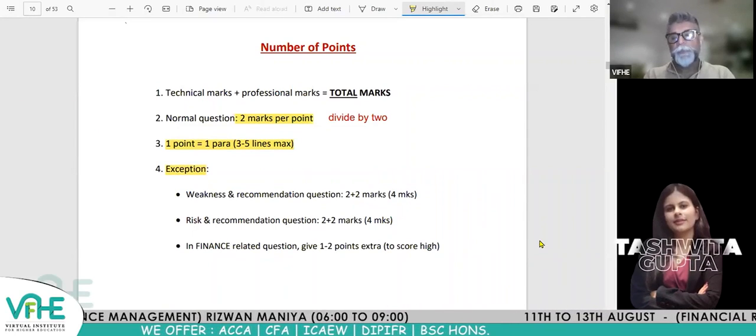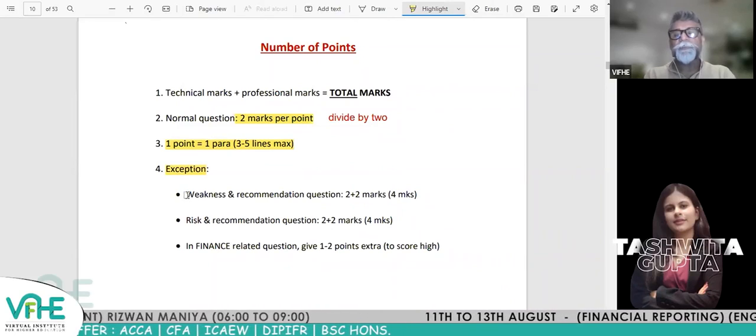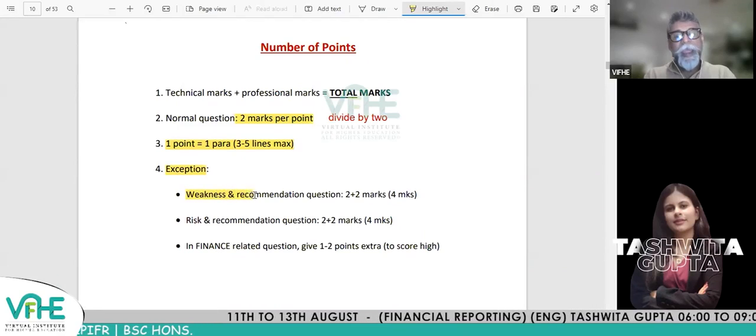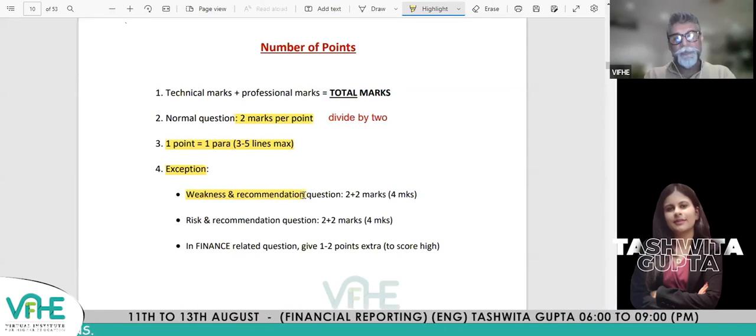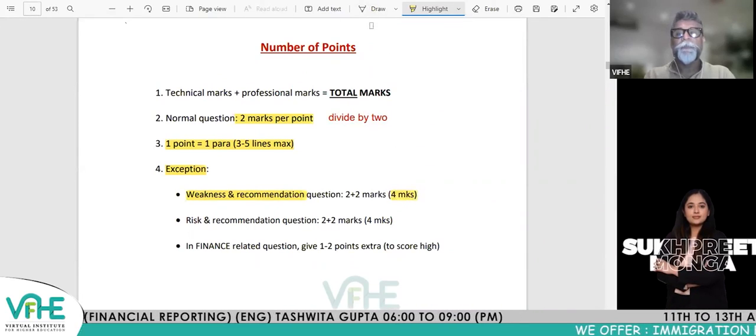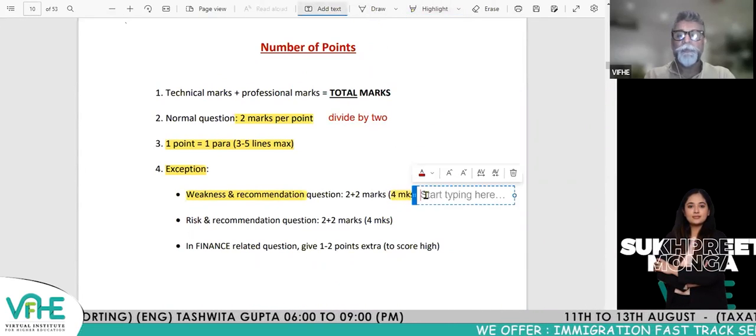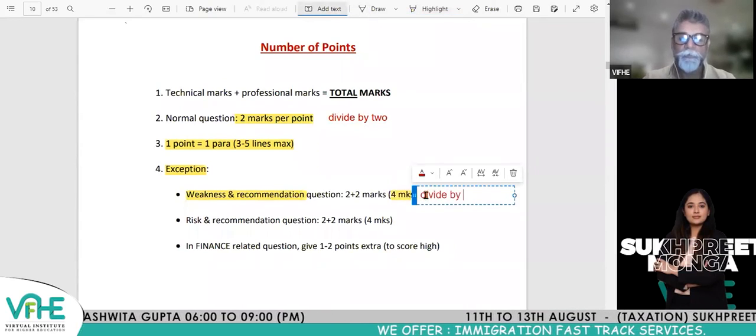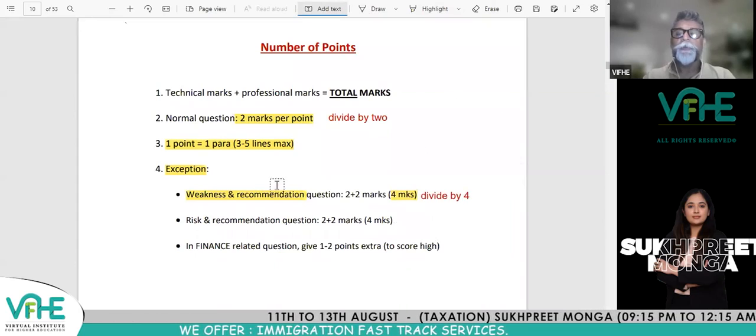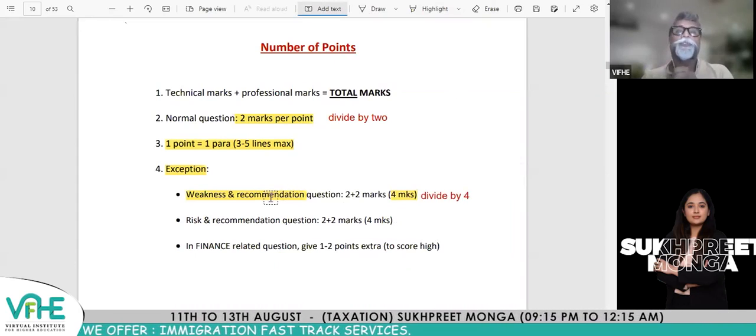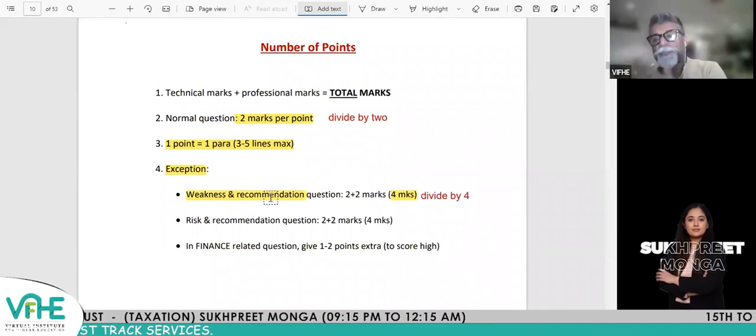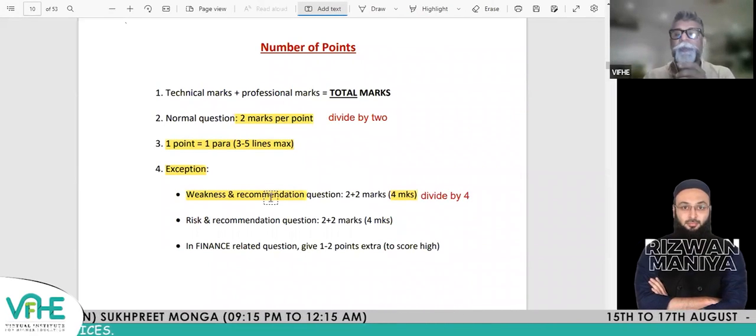There's a small exception. When you get a question which asks you to identify the weakness and give recommendations, for these types of questions, you will divide by 4. Do you understand? Why do you divide by 4? Because there are 2 requirements. You are first supposed to identify the weakness and give suggestions or recommendations. So you divide by 4.